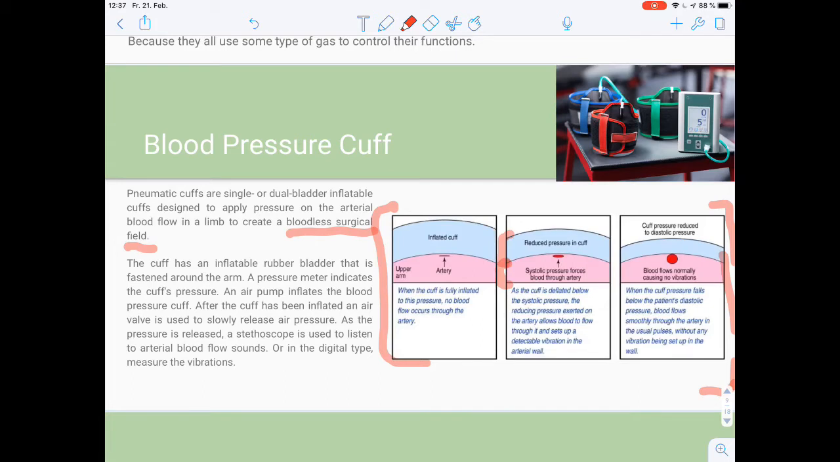And as the air flows out, it will reach a point where the pressure of the cuff will be the same as when a normal blood flow is in the artery, and this will cause no vibrations. So these vibrations in this stage indicate the systolic blood pressure, and the point where there is no vibration indicates the normal blood flow or the diastolic blood pressure.